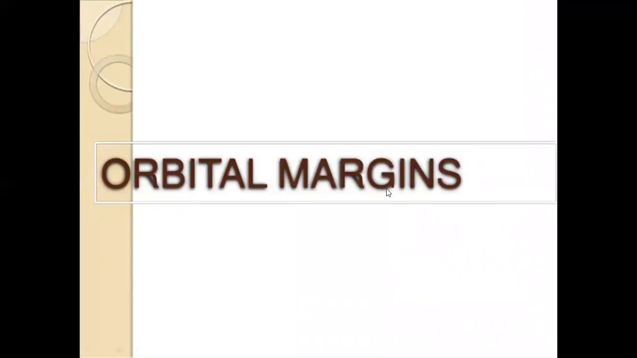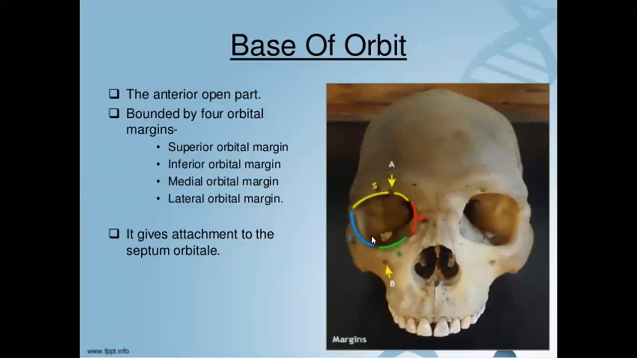The base of the orbit is represented by the orbital margin. See the anterior, open part of the orbit is the base, and that base is bounded by the four orbital margins. One is the supraorbital margin, then the inferior orbital margin, medial orbital margin, and lateral orbital margin. Now the supraorbital margin is formed by the frontal bone, and it is marked by a supraorbital notch or foramen. This foramen is located on the supraorbital margin at the junction of the lateral 2/3 and the medial 1/3 of the margin, and this allows the supraorbital nerves and vessels to pass through.